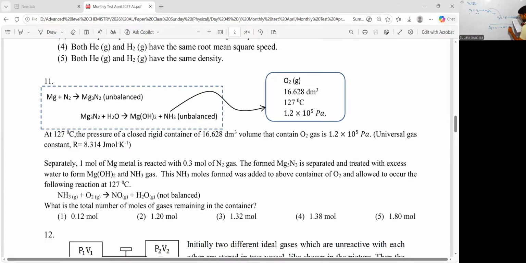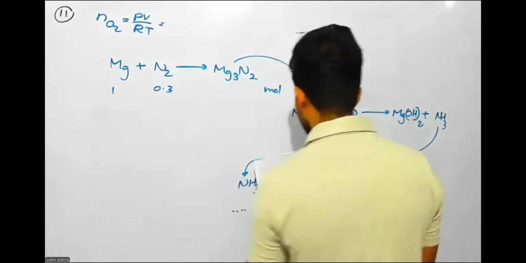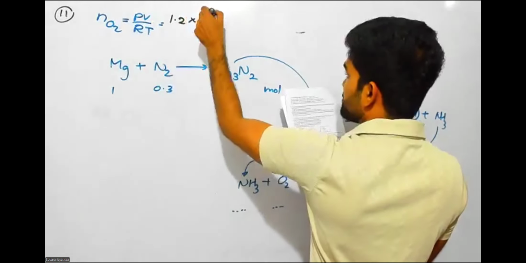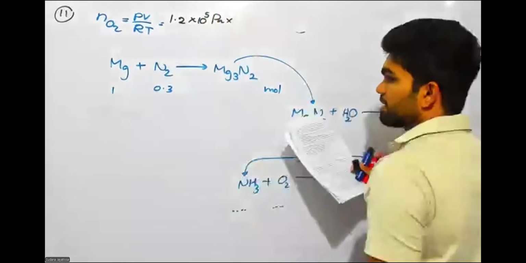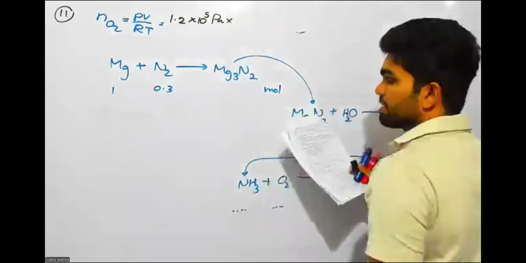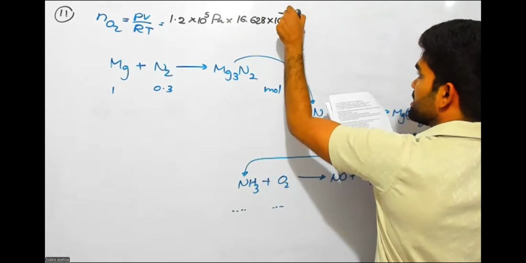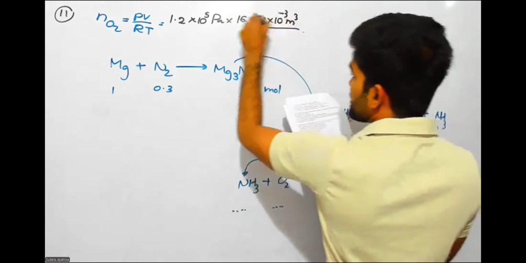Okay, this is the chart type form. Now let's find out the moles of oxygen gas. So pressure is 1.2 into 10 to the power 5 Pascal. And volume is 16.628 into 10 to the power minus 3 meter cube. That's the volume. Then RT, 8.314 joule per mole per Kelvin. And temperature is 127, which means 400 Kelvin.